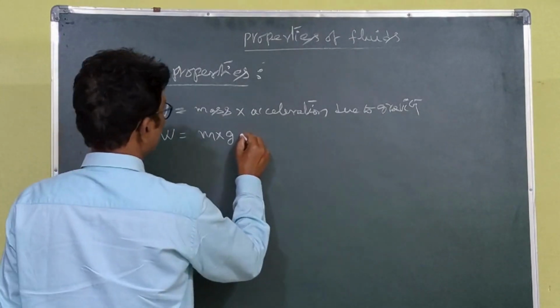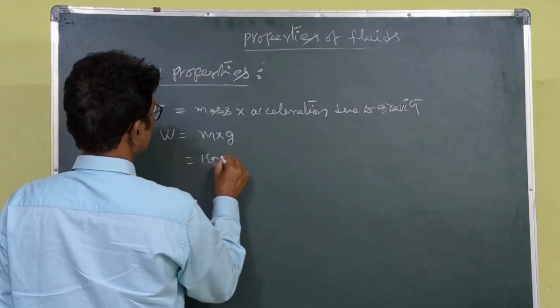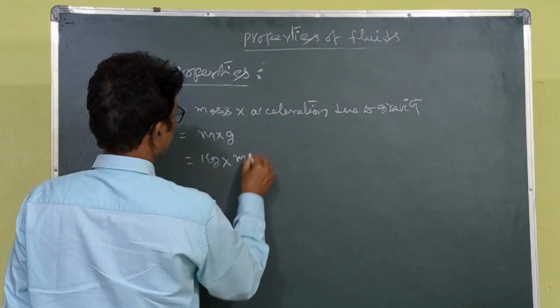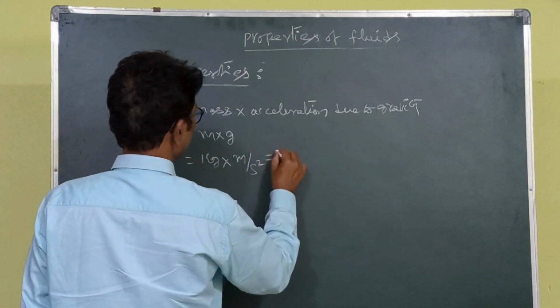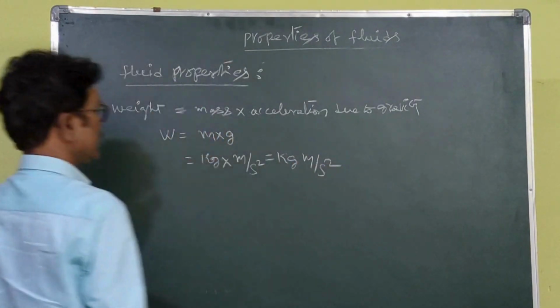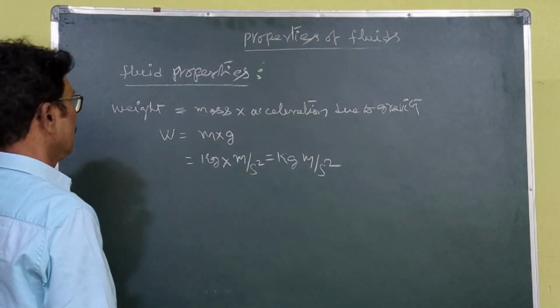Units: mass is in kgs, g is in meter per second square. So the unit of weight is kg meter per second square.